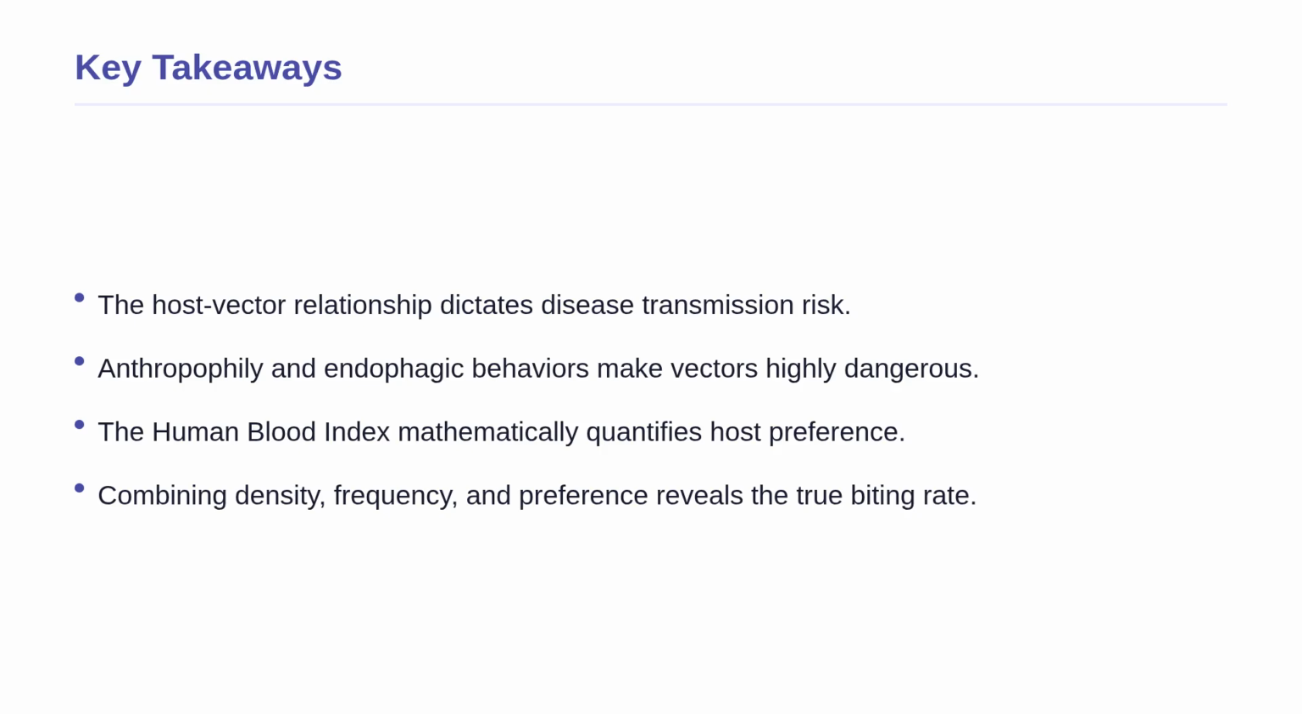Third, we learned how to use the human blood index to turn unpredictable insect behavior into clear, actionable mathematical data. Finally, by combining population density, feeding frequency, and host preference, public health experts can accurately measure risk and deploy life-saving interventions. You now have a solid understanding of how insects and diseases interact with human populations.